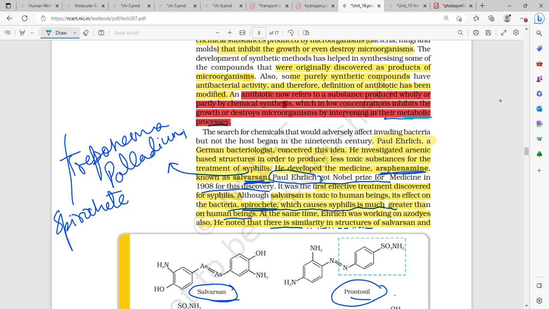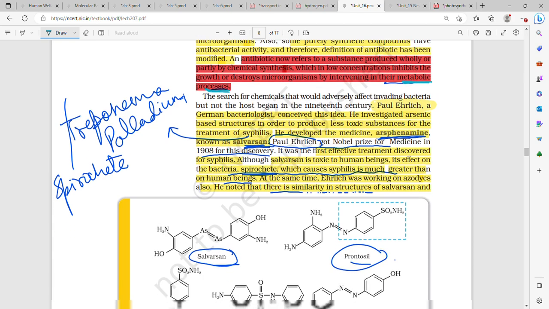In the case of bacteria, it will prevent cell wall formation, that is, peptidoglycan formation. For example, there is cross linkage present in the peptidoglycan cell wall. This cross linkage can be inhibited by the antibiotic penicillin. Similarly, the search for chemicals that would adversely affect invading bacteria in hosts began in the 19th century.